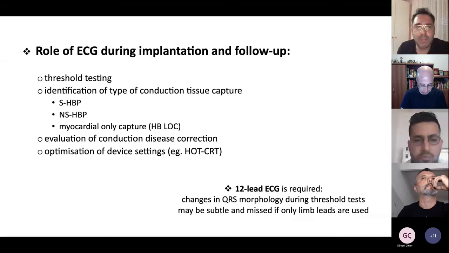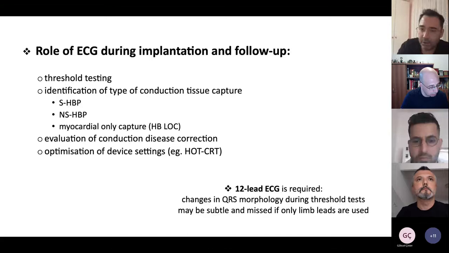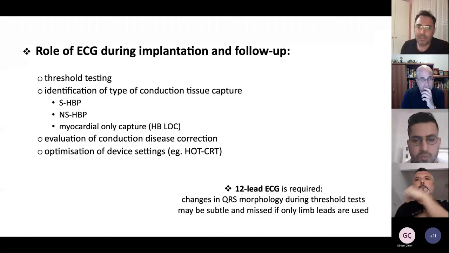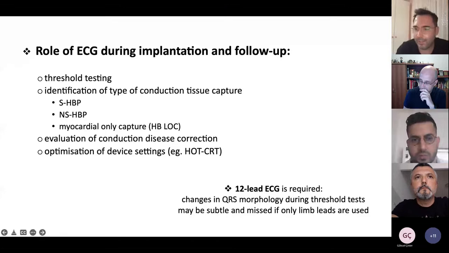We can identify the type of conduction tissue capture. We can have selective, non-selective, or myocardial-only capture. We can evaluate the conduction system correction when we see a narrowing of QRS. And we can optimize the device. Of course, a 12-lead ECG is required because the changes in QRS morphology can be subtle and missed if we use only the limb leads.